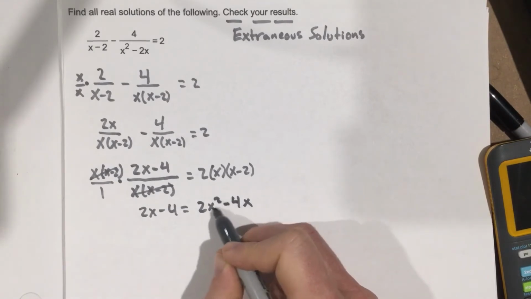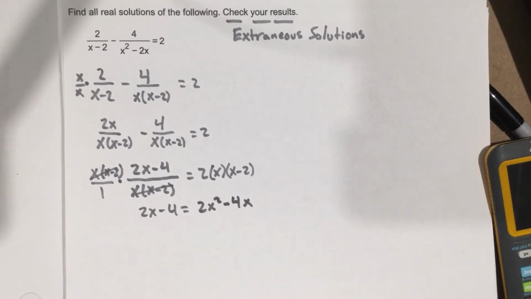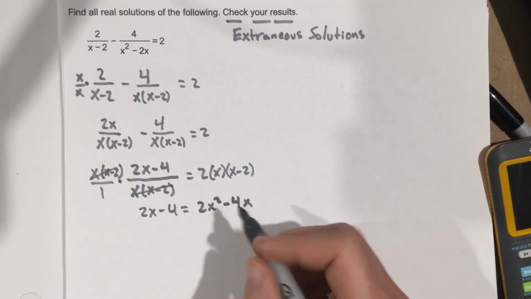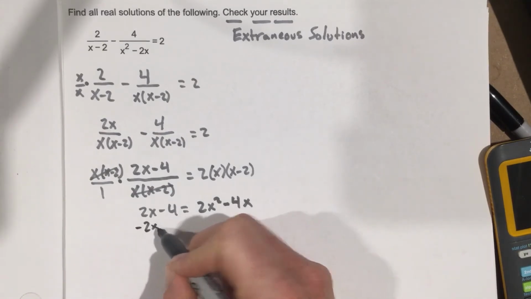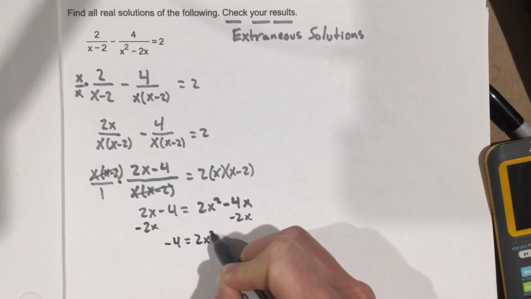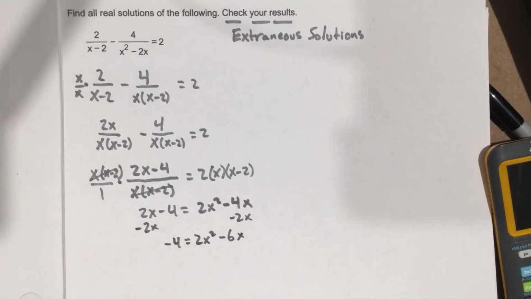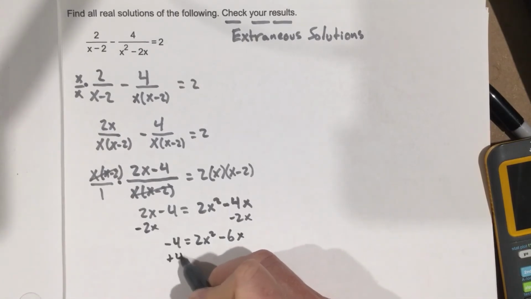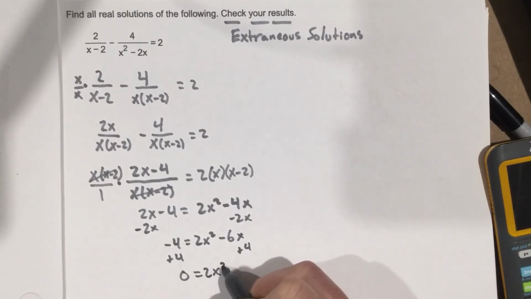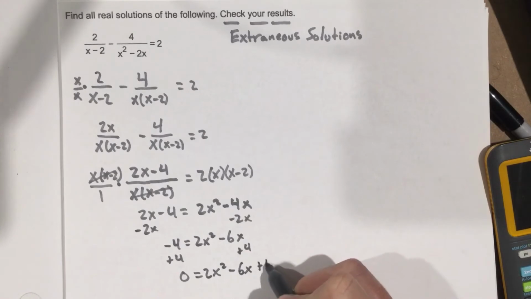You'll notice I got a quadratic. That's one of those signs where we have to really check to make sure we didn't get any extraneous solutions. So to solve this quadratic though, let's get this entire equation equal to 0. So I'm going to subtract the 2x over, and that's going to be negative 4 equals 2x squared minus 6x. Then I'm going to add the 4 over, and I end up with 0 equals 2x squared minus 6x plus 4.